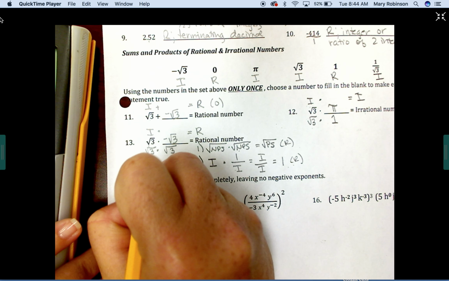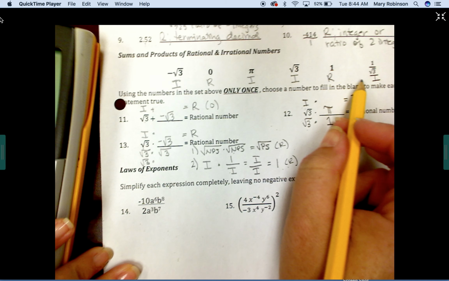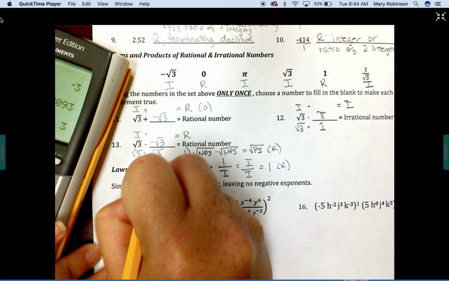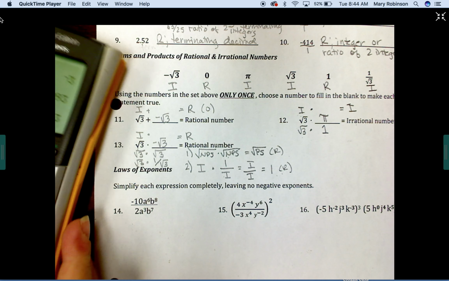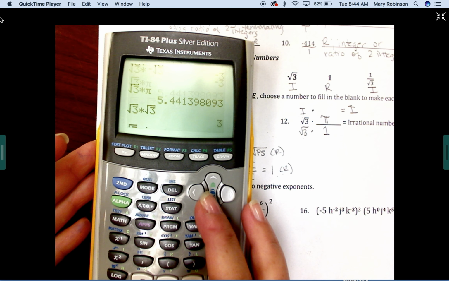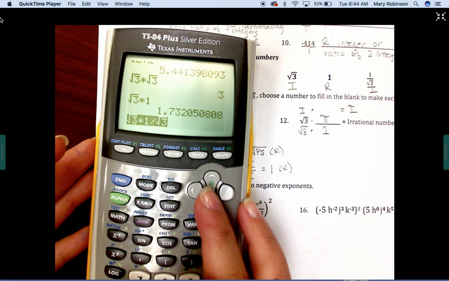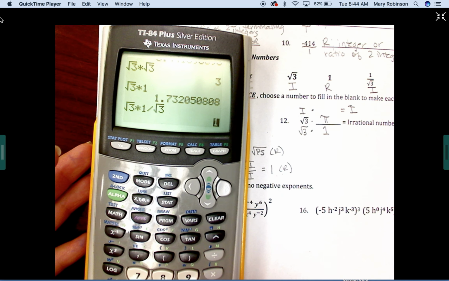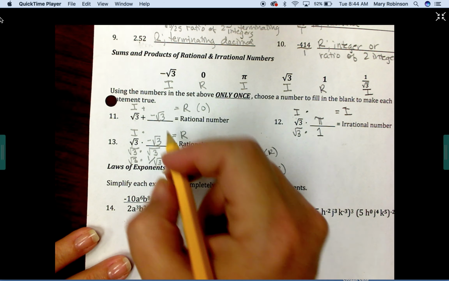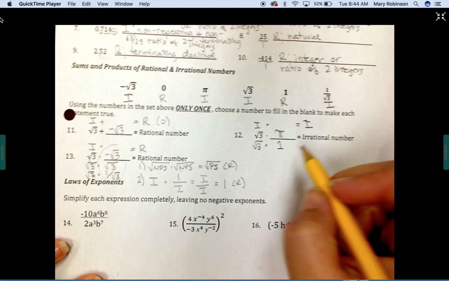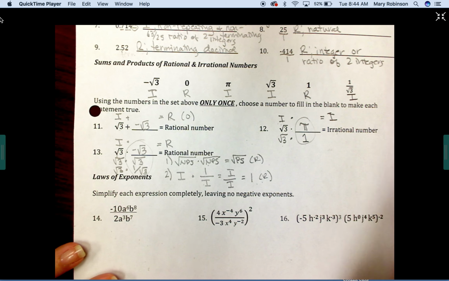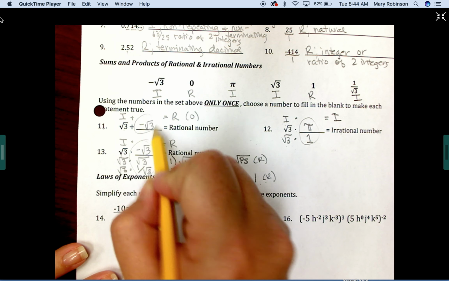The square root of 3 times the square root of 3 is 3, which is rational. Or we could have chosen its reciprocal, which would be 1 over the square root of 3. Because when we did that, that gave us 1. So either of these three would be correct. For number 12, either of these would have been correct. But for number 11, only this would be correct.